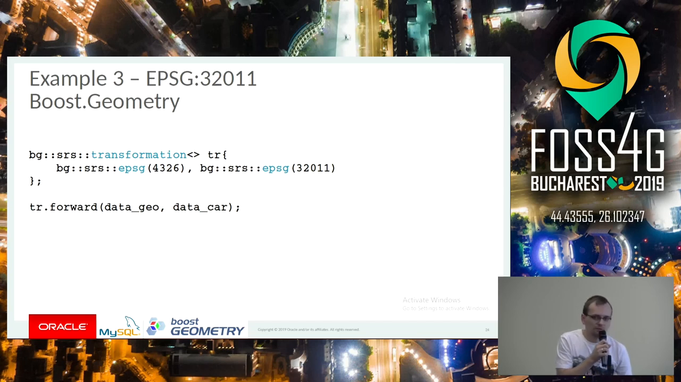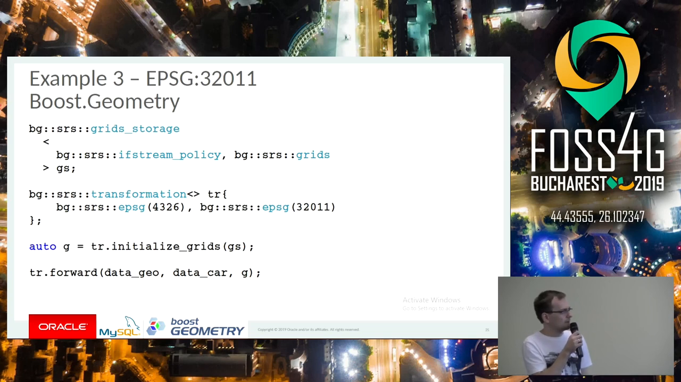If you want to use grids, you have to pass them yourself. We want to give the programmer the flexibility to store the grids however he likes, and load them however he likes. So we provide this additional class, grid storage, which takes a stream policy and a grids definition. The stream policy defines how to load the grids, because maybe you don't want to load them from disk, maybe you want to load them from somewhere else, or define the path somehow. This allows you to do it.